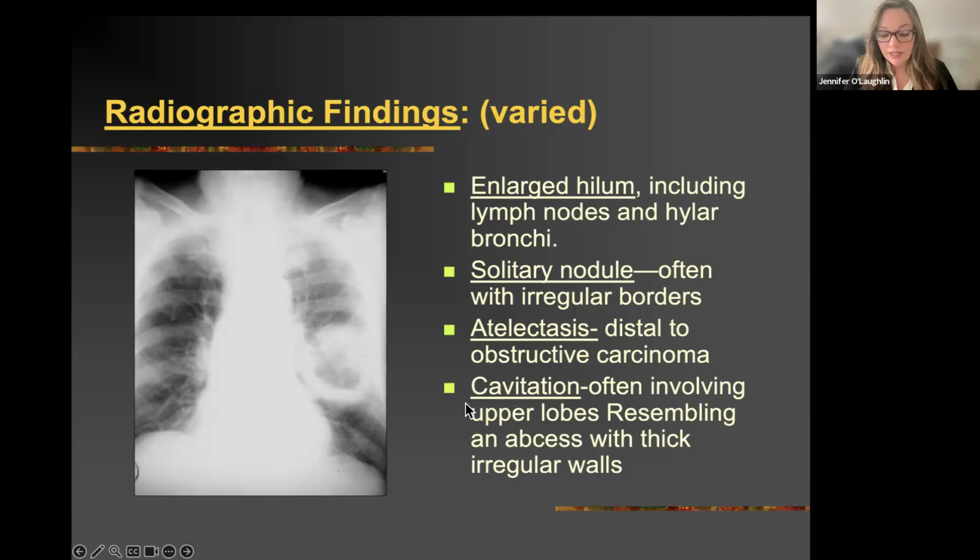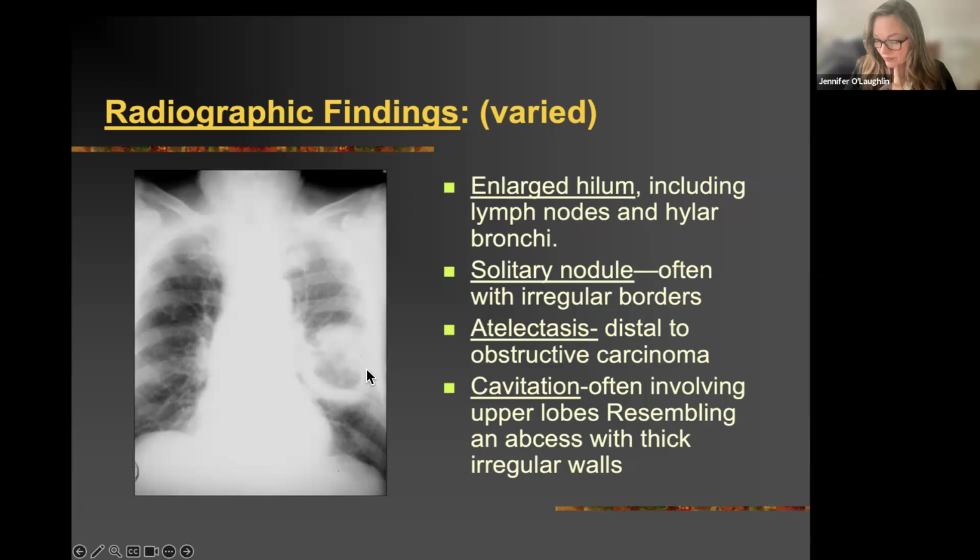And then cavitation can also happen with this disease. You can get a big mass and then develop a cavitation inside the mass, so the tissue inside the mass can die. The walls tend to be very thick. An abscess has thick walls too, but this tends to have thicker walls, and they are really irregular looking walls.